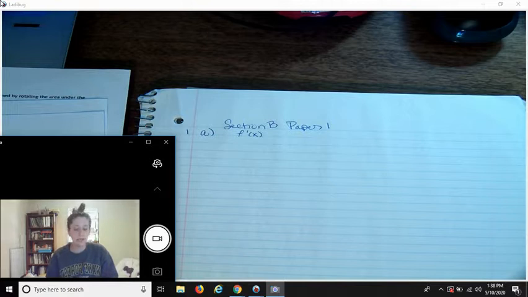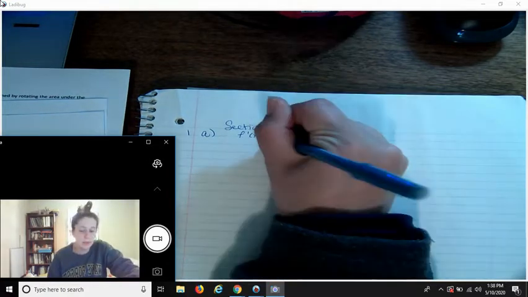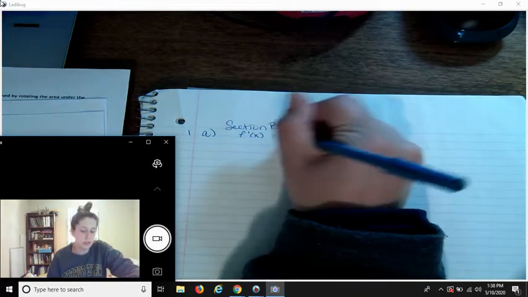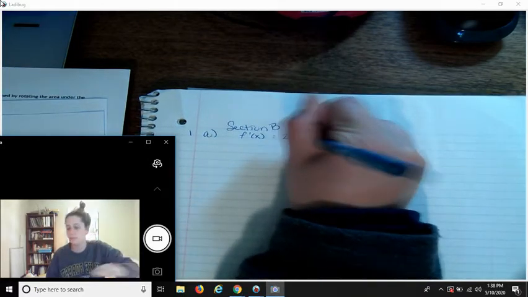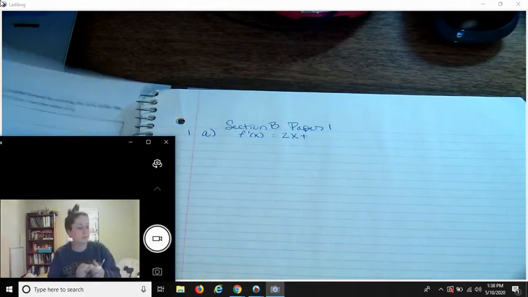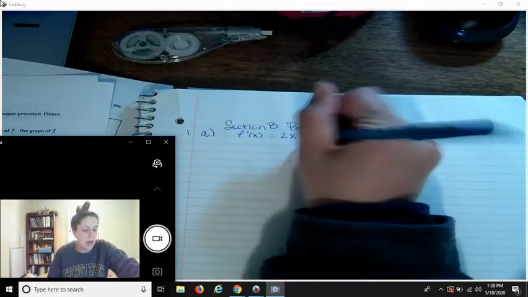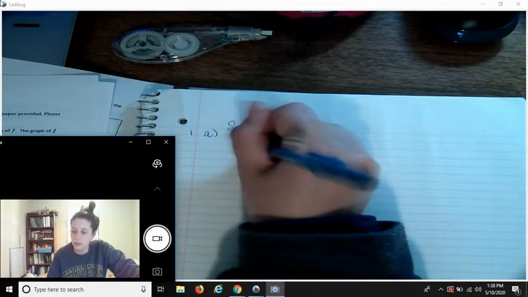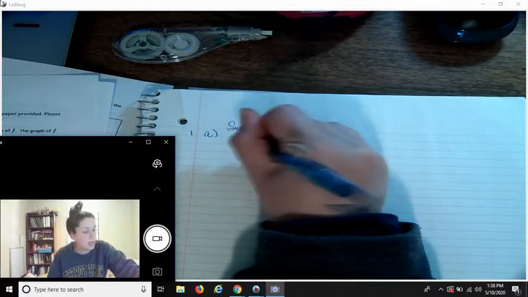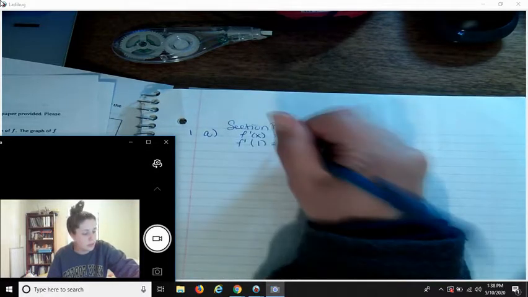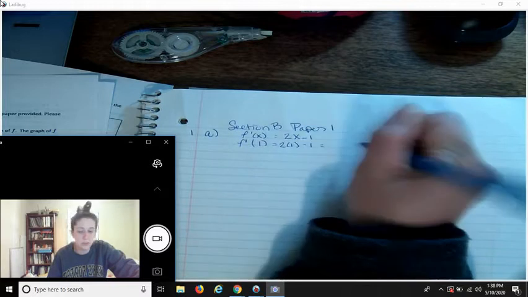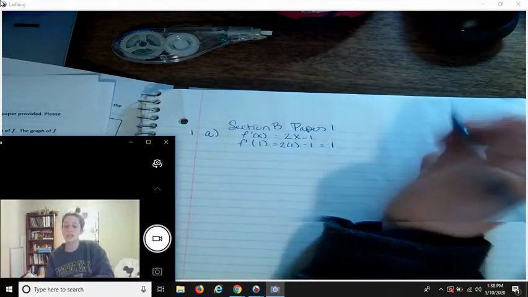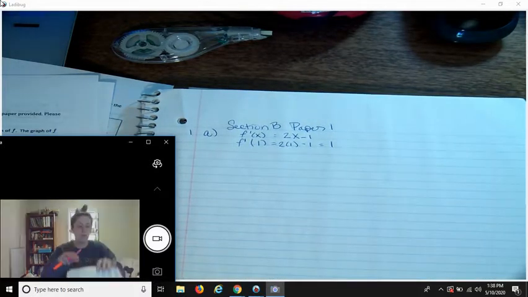In part A, they ask you to find f prime of 1. The first thing we have to do is actually find f prime. So this should be 2x plus, already made a mistake, minus 1. That should be my f prime. f prime of 1 is what we wanted. We should have 2 times 1 minus 1, which is just 1. So that's what you should have gotten for f prime of 1.